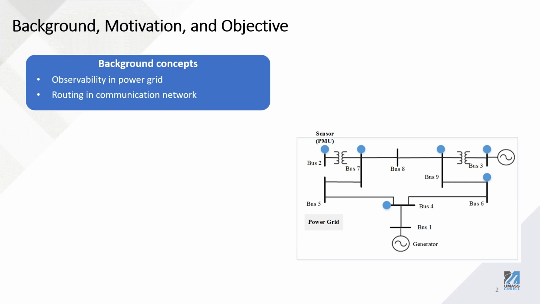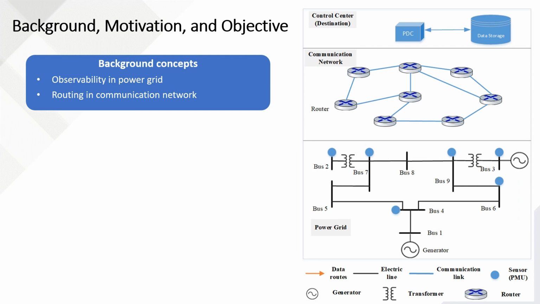In communication network, routers forward data from one router to another via the communication links. The routing means finding data forwarding path from source to the destination, which is the control center in the figure. Routing algorithm helps us in this regard.